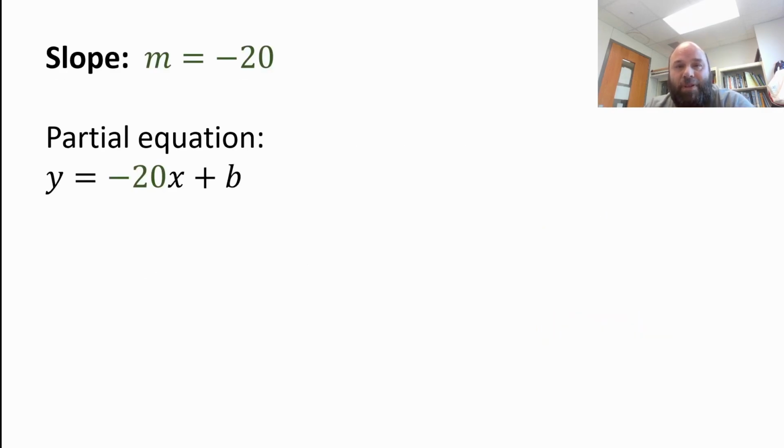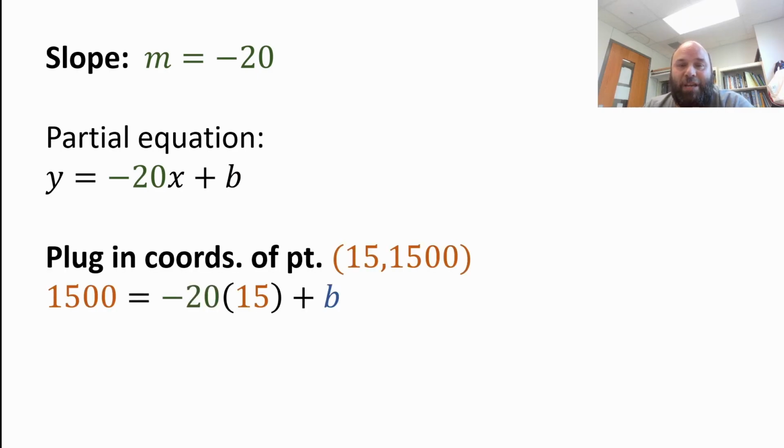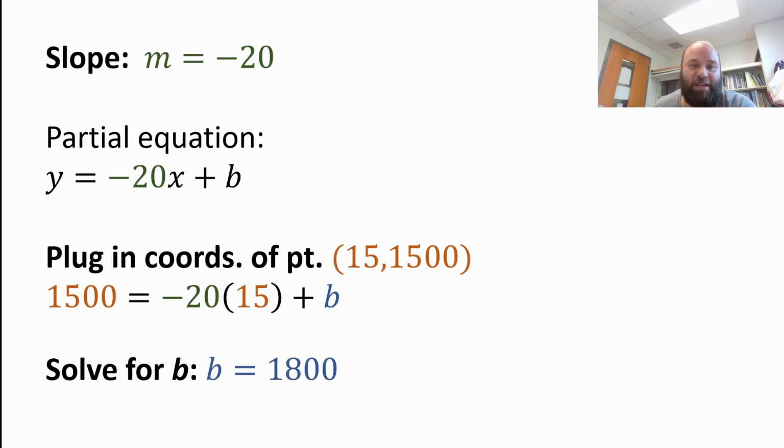Well, we're given the slope. That's our first parameter. So we can write down a partial equation, y equals negative 20x plus b. x and y are the variables that we want to see how they're related. b is a thing we need to figure out still to have a complete equation. Well, how can we do that? Well, we have one other piece of information, the point. So we can plug in the coordinates of that point and solve. That's x is 15, y is 1,500, leaving us with one unknown, the value b, our intercept, our initial value. So we plug in 1,500 for y, 15 for x, and we've got 1,500 equals negative 20 times 15 plus b. And now solve for b.